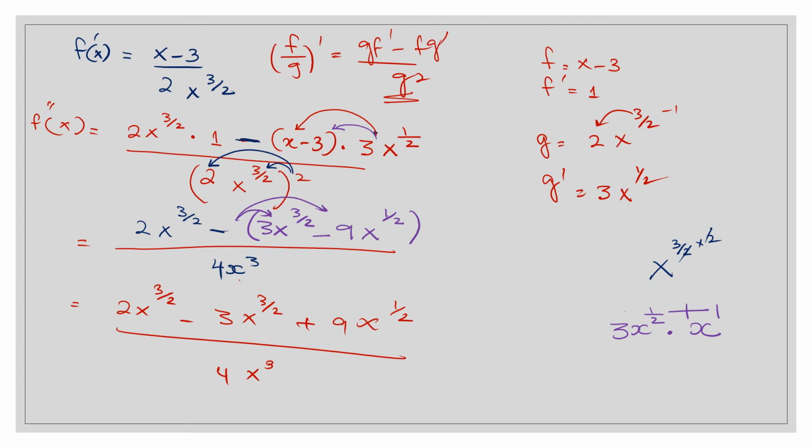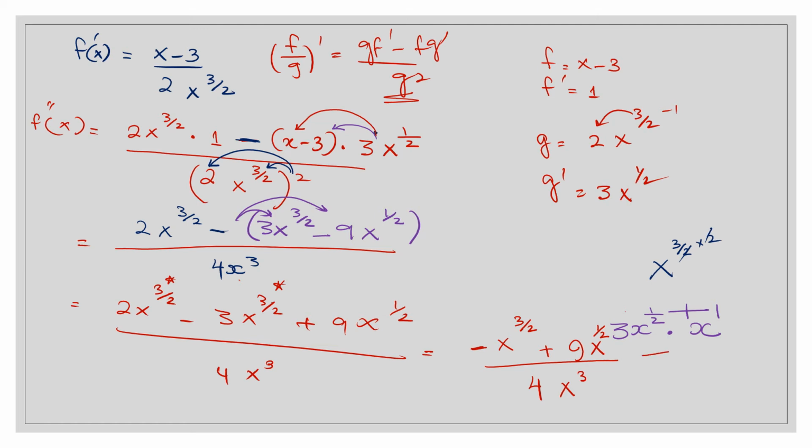Now look at this. Here the power is 3 over 2 and here the power is also 3 over 2. So you can just add or subtract the coefficients. So 2 minus 3 you will get minus 1 x to the power 3 over 2. Then plus 9x to the power 1 over 2, all upon 4x cubed. Now you can solve it also by taking x to the power half common and then subtracting this with the power which is in the denominator, but no need to make your question complicated.